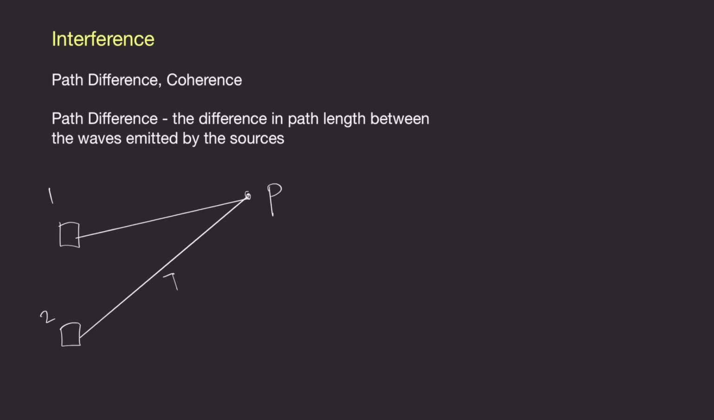We can even illustrate this by plugging in some numbers. Let's say that this distance from source 2 to P was, let's say, 7 meters. We would say that this here was 5 meters. Then in this case, the path difference would actually just be equal to 7 minus 5, which is equal to 2 meters.